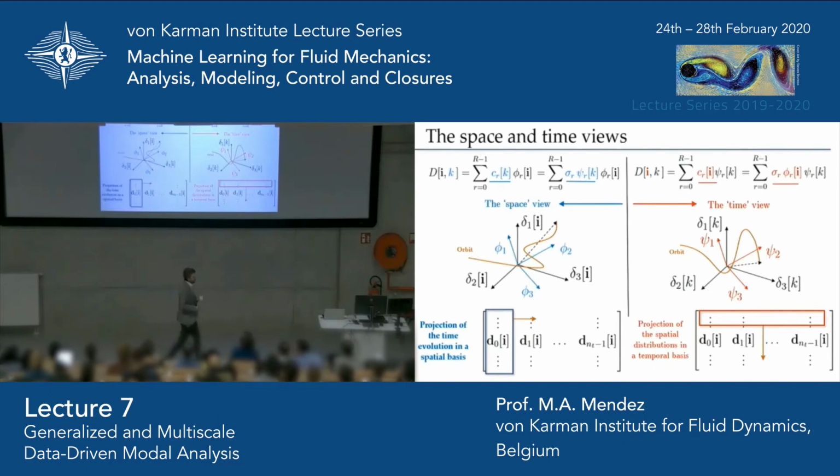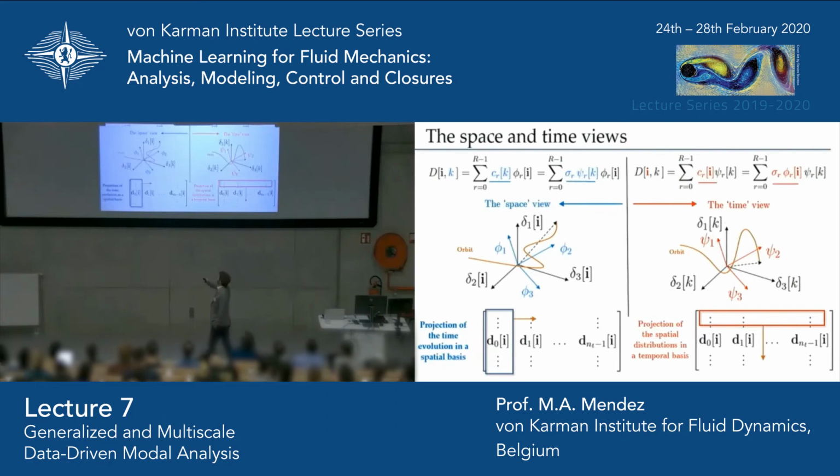But this does not mean that there are not important constraints between them, because I said that the thing in the middle has to be diagonal, right? So you can see this, if you want, in a space view or in a time view. In a space view, I'm saying that every snapshot is a linear combination of basis elements.